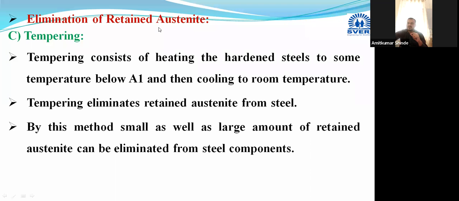Okay, if all points are clear, any questions? Now I will close this if no doubts are there and the attendance is done.